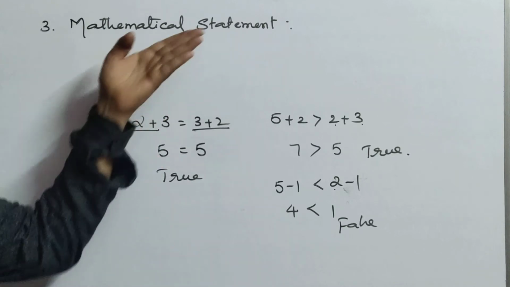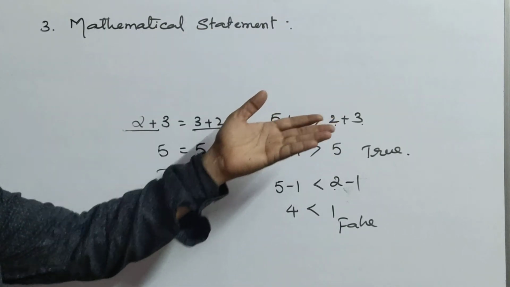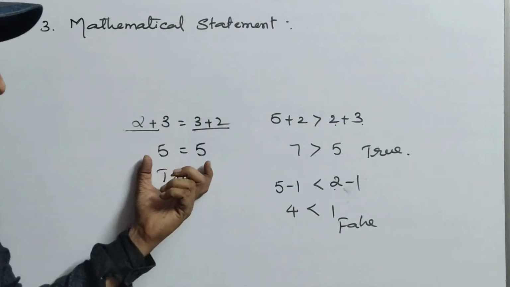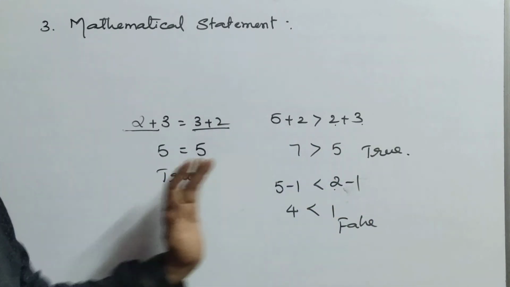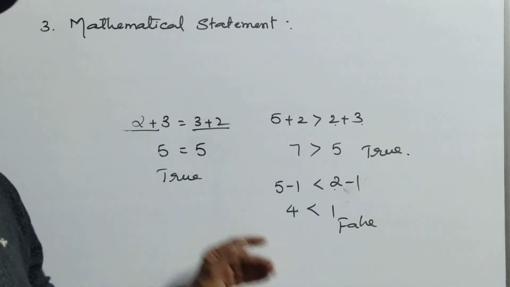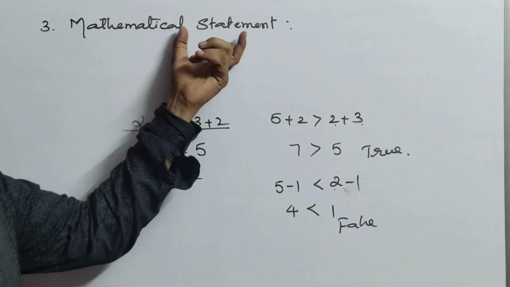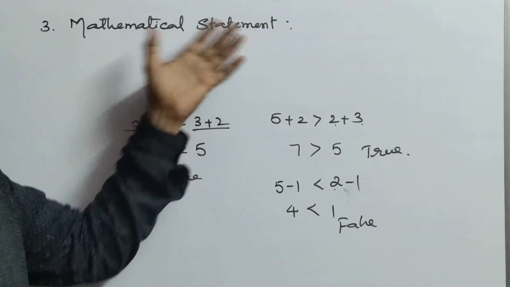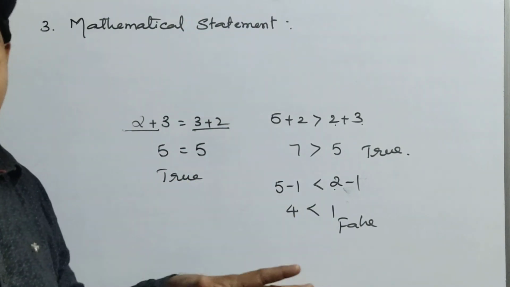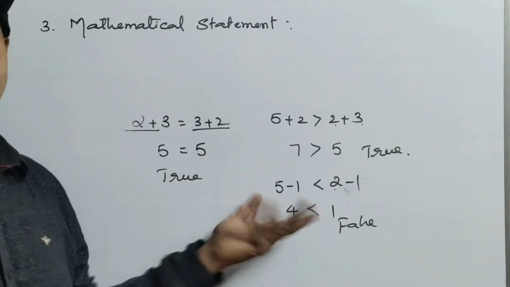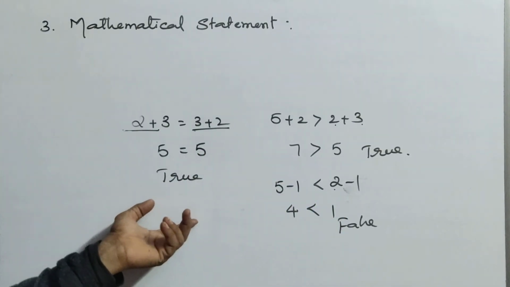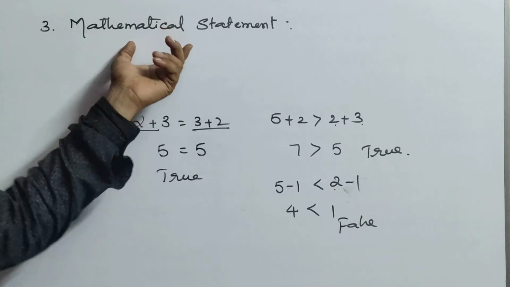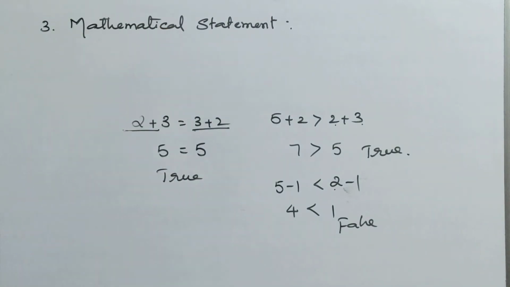That means, to get a statement, take a sentence. Take the sentence and check whether it is true or false, either true or false. Then it is called a mathematical statement. That means you have to check whether it becomes true or false. Either true or false. Is it clear, children? That comes under mathematical statement.